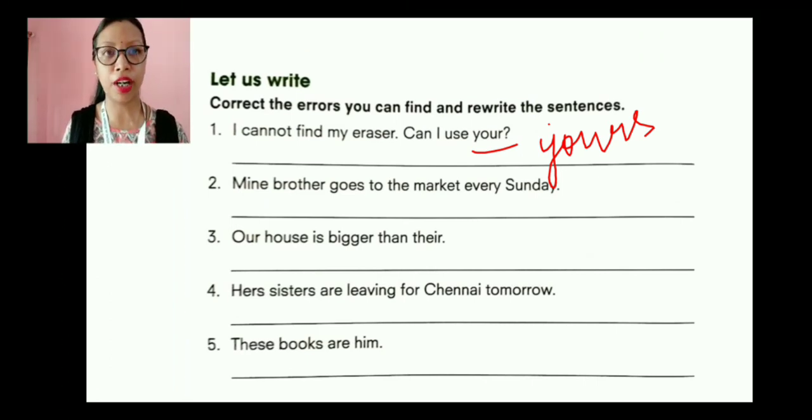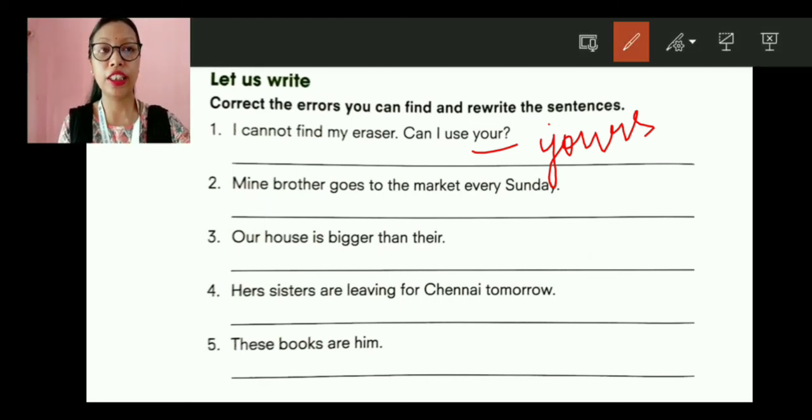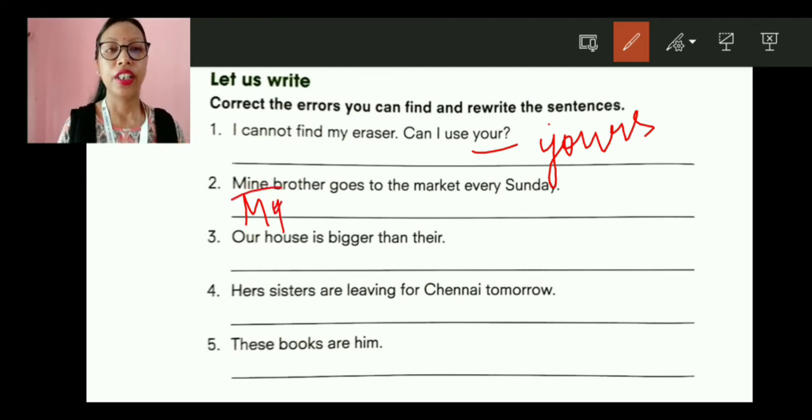And then question mark. Then number 2, mine brother goes to the market every Sunday. Do we say mine? Because mine is used for possessive pronoun. So instead of mine, because whose brother? It's my brother, right? So we are possessing. So it is an adjective. Therefore, my. Instead of mine, it will be my brother goes to the market every Sunday.